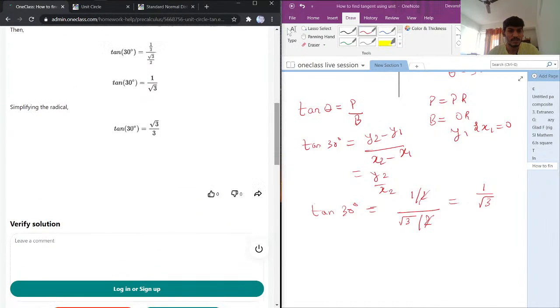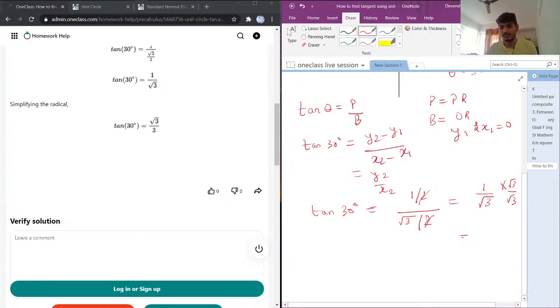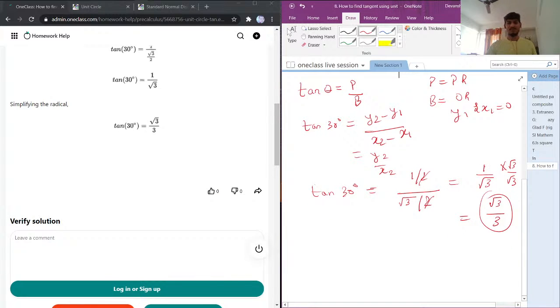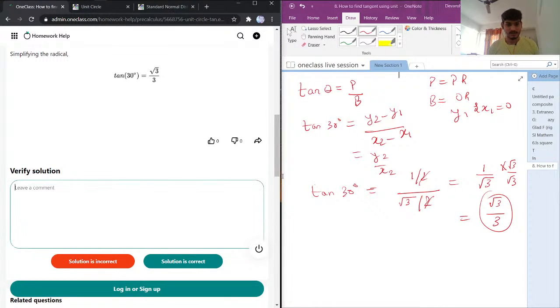So tangent of 30 degree is 1 by root 3. We can also simplify the radical by multiplying by root 3 over root 3, so we'll get root 3 by 3. It is just a simplified form, but we usually write it as 1 by root 3. So again, my solution is correct. Great job. In this way you can find the tangent or trigonometric ratios of any angle using the unit circle method or technique.